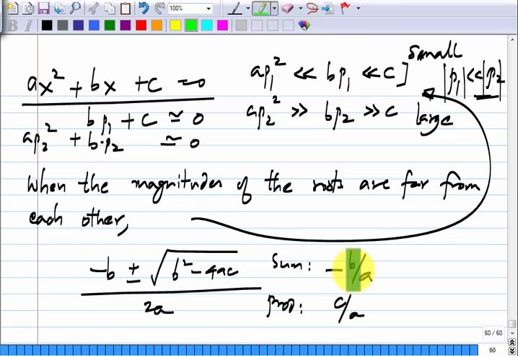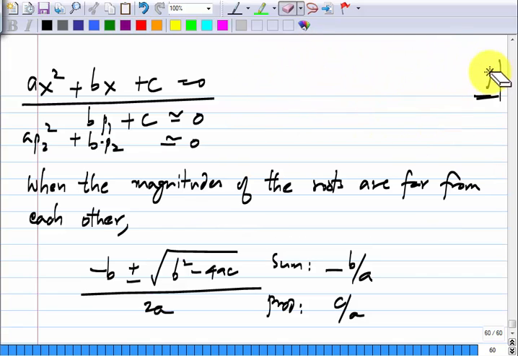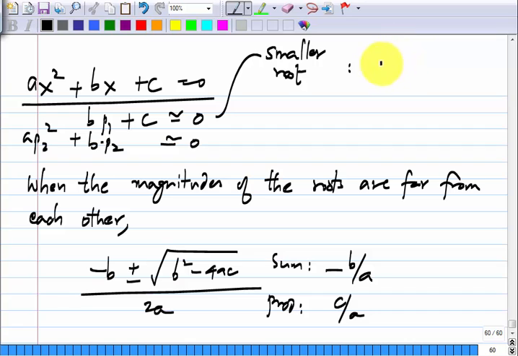So from this first one, the smaller magnitude root is minus C by B, and then the larger one is minus B by A. Is it convincing?